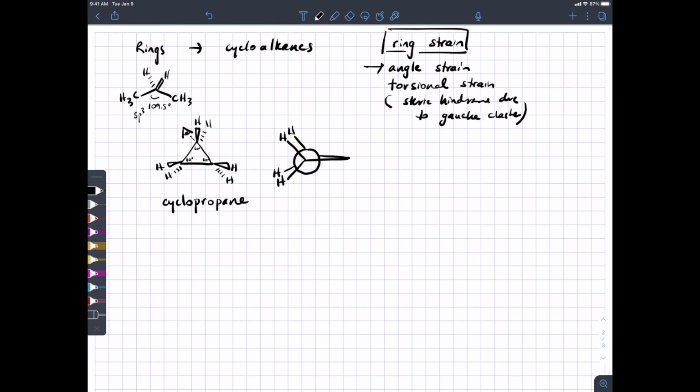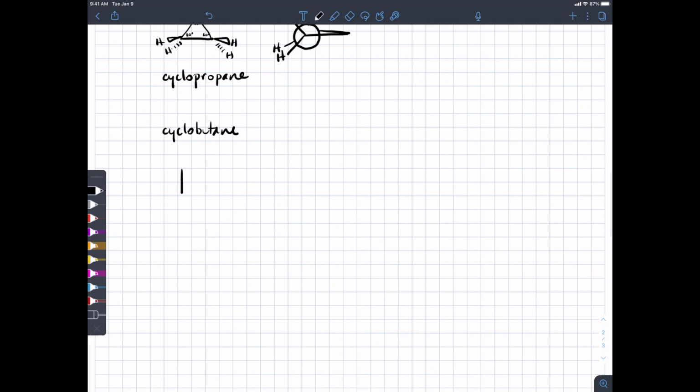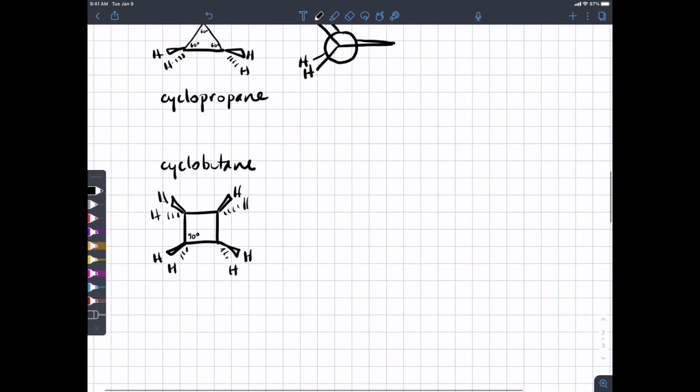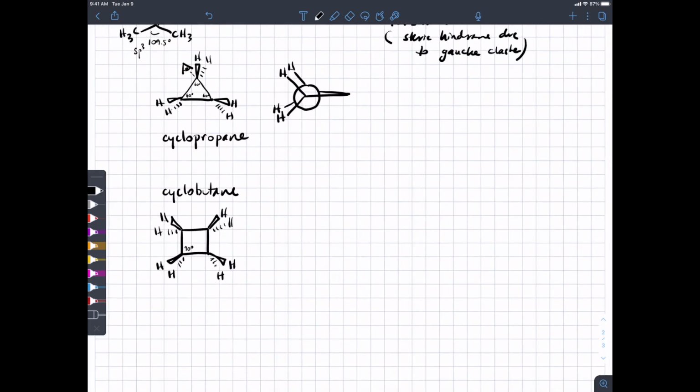When you get to the next one, cyclobutane, if we draw this sort of looking down from above, we would say that if this were a perfect square, what would the bond angles have to be? Have to be 90. That's not as far away from 109.5, so there's a little less angle strain than in cyclopropane.